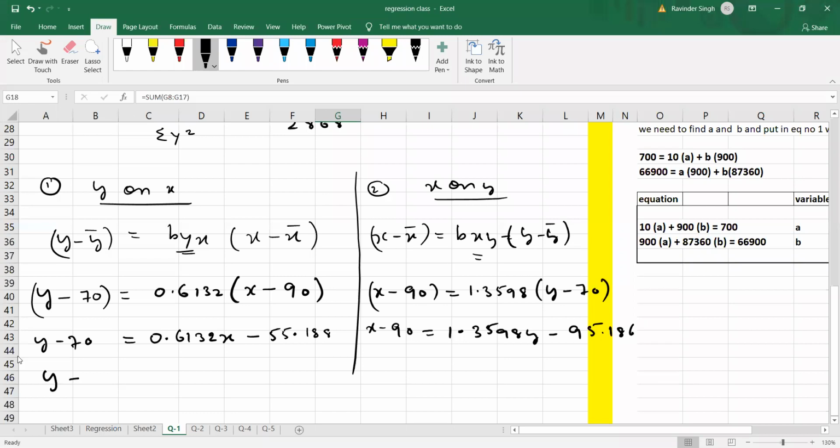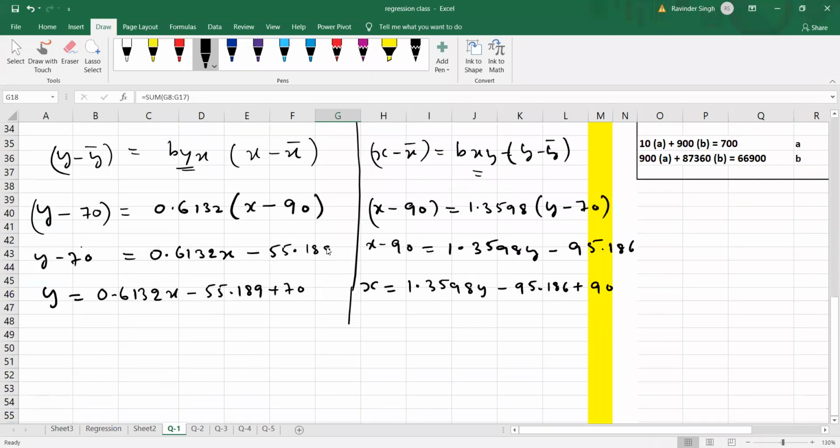So now you have to find the equation of y on x. So keep y here and take this 70 to the right hand side. So this will become 0.6132x minus 55.189 plus 70. This is the regression line of y on x. For x on y, x retains on the left hand side and 90 will go to the right hand side. So this will be 1.3598y minus 95.186 plus 90. So now we are almost done.